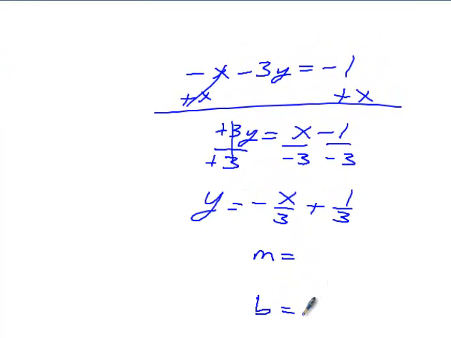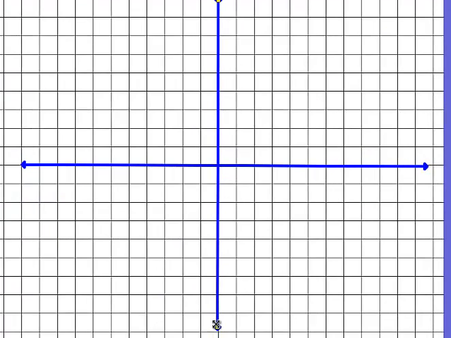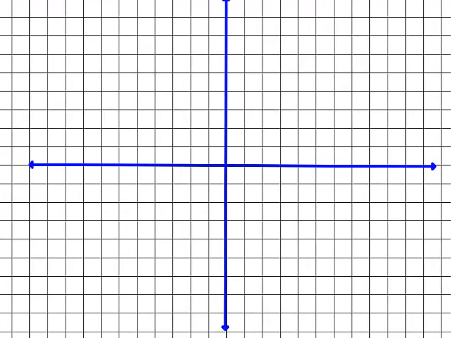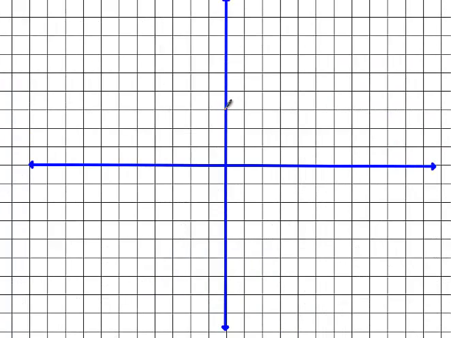So what's your M? What's your slope up here? Negative, right? And then what's your B? 1/3. Everybody good, yeah? Alright, so first line, what's my B? 3, and what's my slope? Negative 1 over 1. So I go up to 3. Do I drop or rise? How far? And then I run which way, left or right? How far?